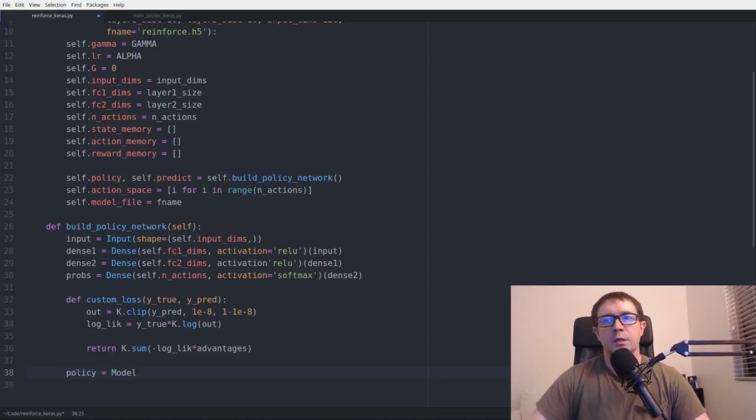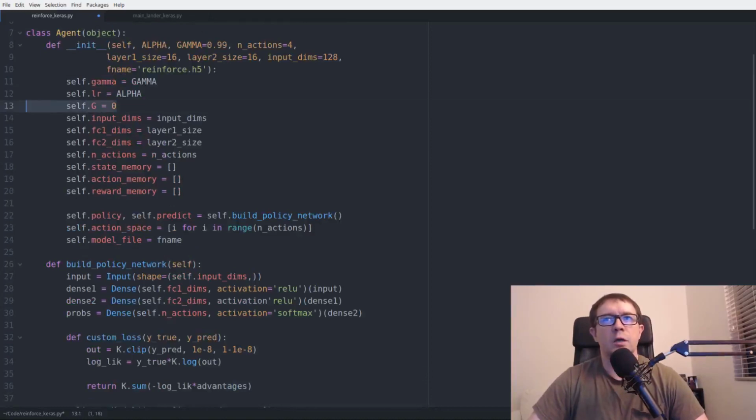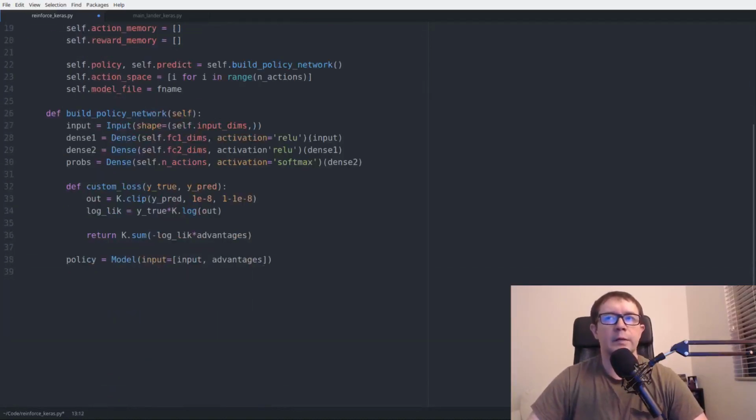So policy equals model, and the input is a list of input and advantages. The advantages are what we're going to calculate using this G up here. We'll get to that in a little bit, but the advantages tell us the reward that followed taking a particular action at a given time step. So it kind of tells you how much reward, or what is the advantage, of any particular action. And the output of the model is just the variable probs. So that connects the inputs and all the layers within the model.